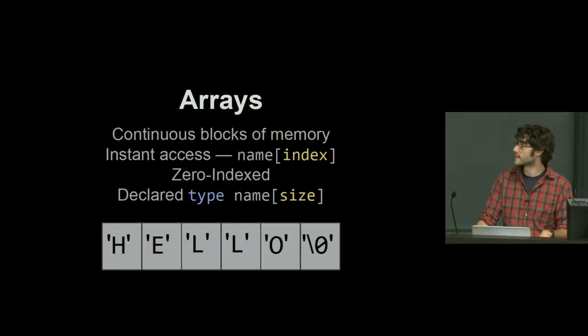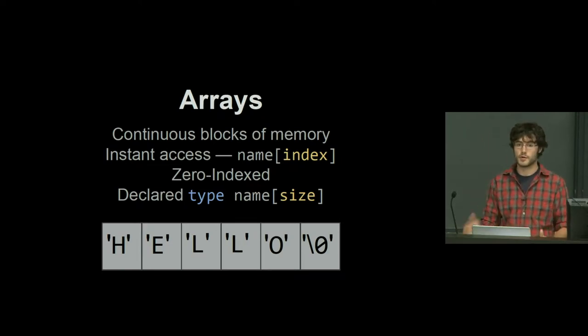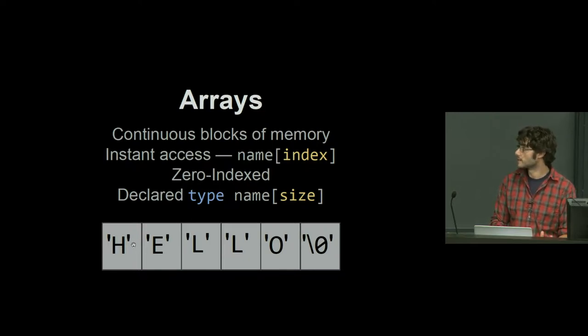Okay. So arrays are contiguous blocks of memory. They have instant access by saying the name of the array, and then in square brackets, whatever index you want to go to. They're indexed from 0 through the length of the array minus 1. They're declared by the type of the thing you're storing in the array, the name of the array, and then whatever the size of that array is. So this is a char array of length 6 that has these values.